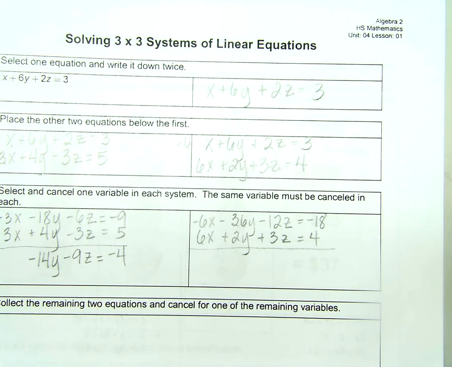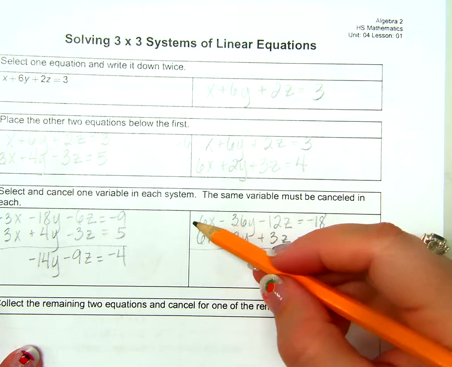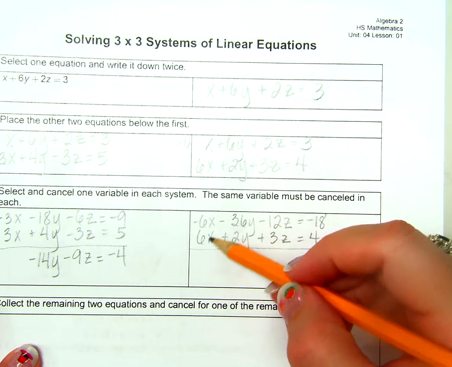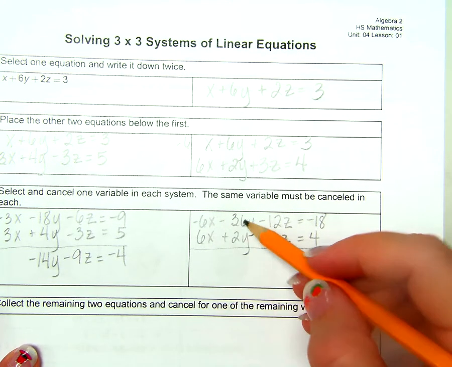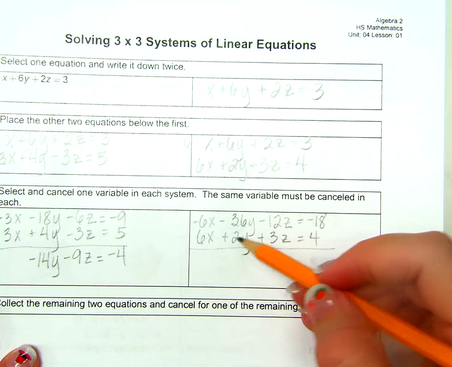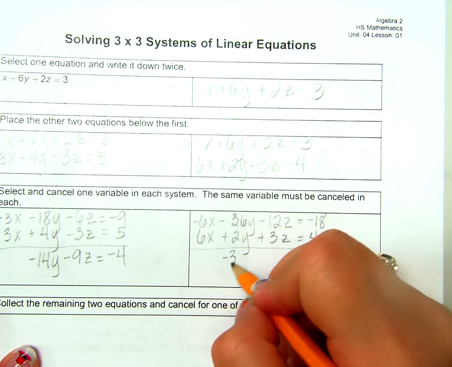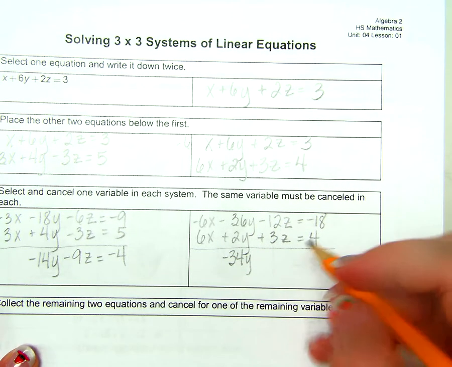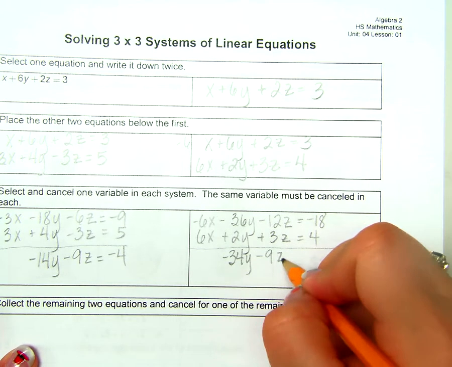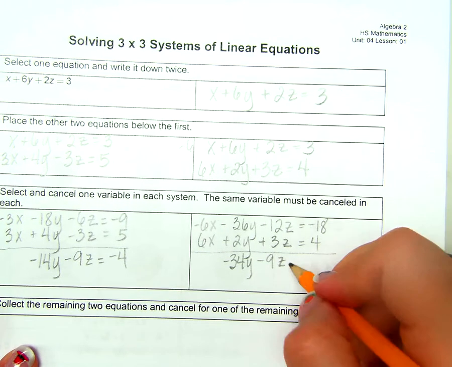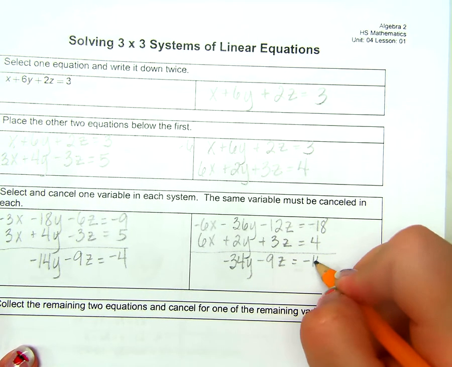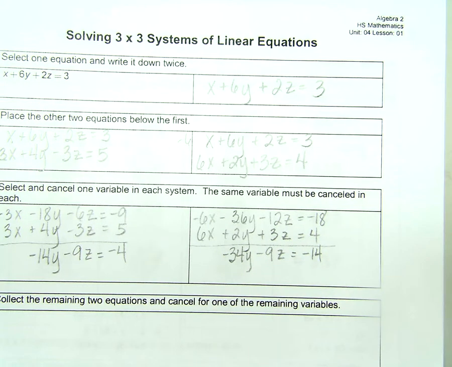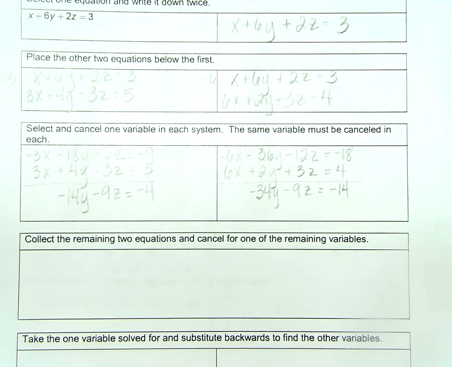What do I get when I combine? Negative 6x and 6x, 0. Negative 36y plus 2y, negative 34y. Negative 12z plus 3z, negative 9z. Negative 18 and 4, negative 14. Okay? Now what do I have?